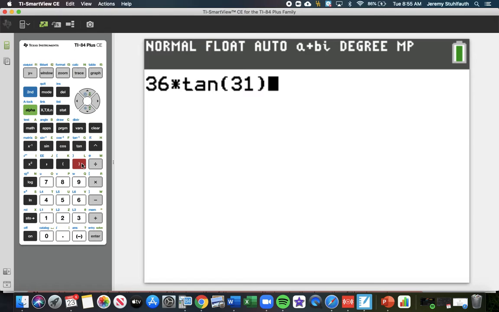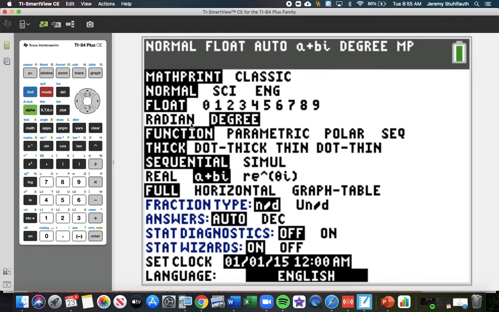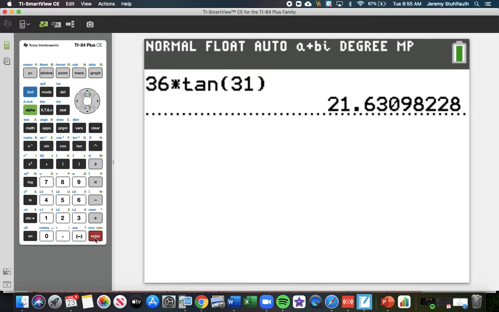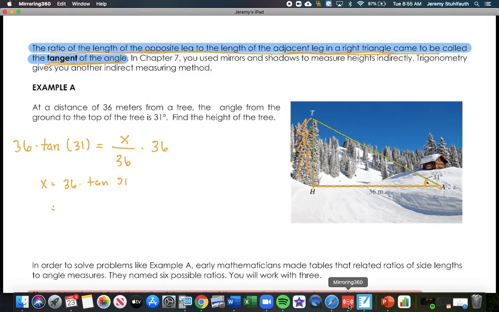Now, if you're using a TI-84 or any other TI calculator, you're going to need to make sure that your mode is in degree mode, because we were talking about an angle that is 31 degrees. So if you click on mode, you can see that you have this option of radian or degree. If yours says radian, just click down there to radian and go over to degree, hit enter, second quit to get back to your problem, hit enter, and so we find the height of the tree is 21.6 feet tall.